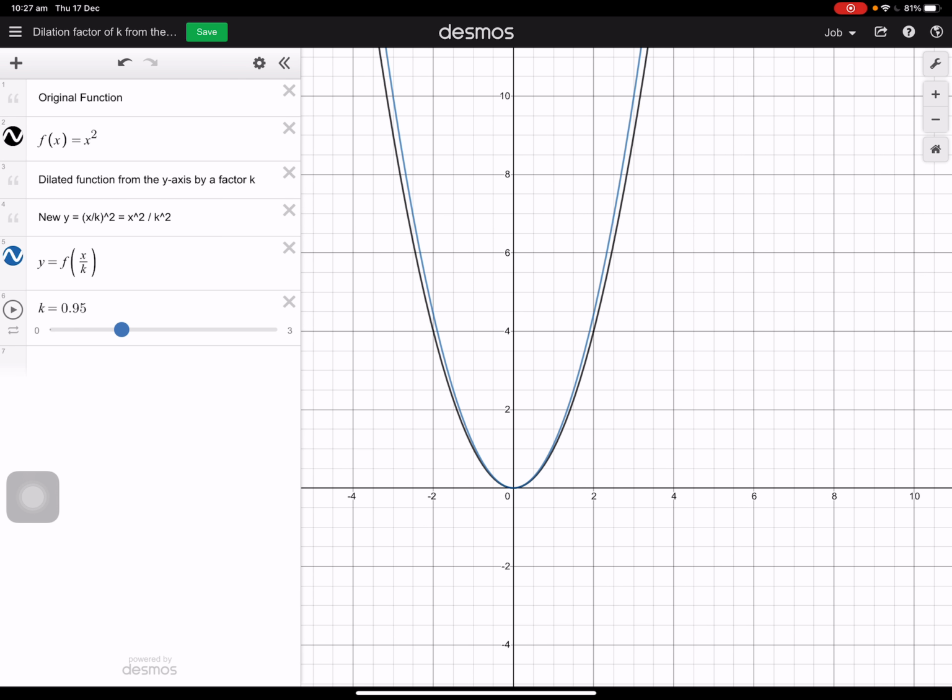And then as k grows more, it will move away from the original function in both directions, the positive and the negative x directions. All right, this is a little graph to play around with.